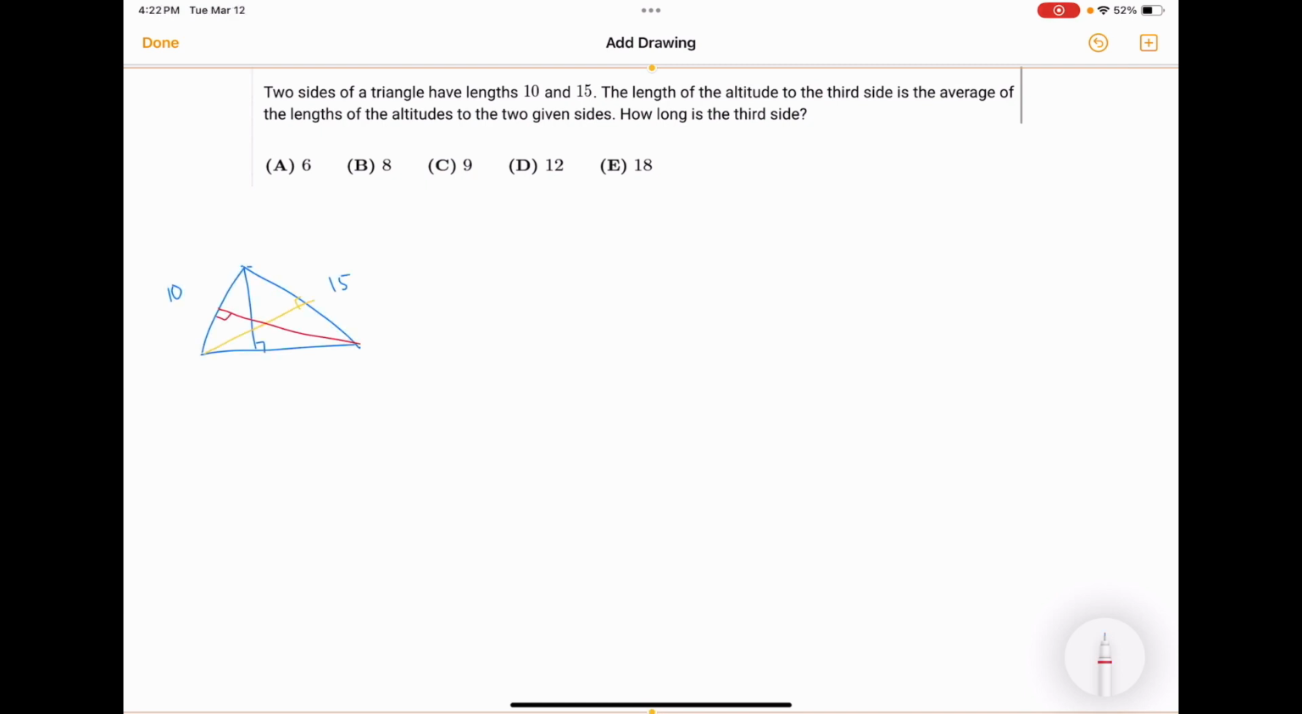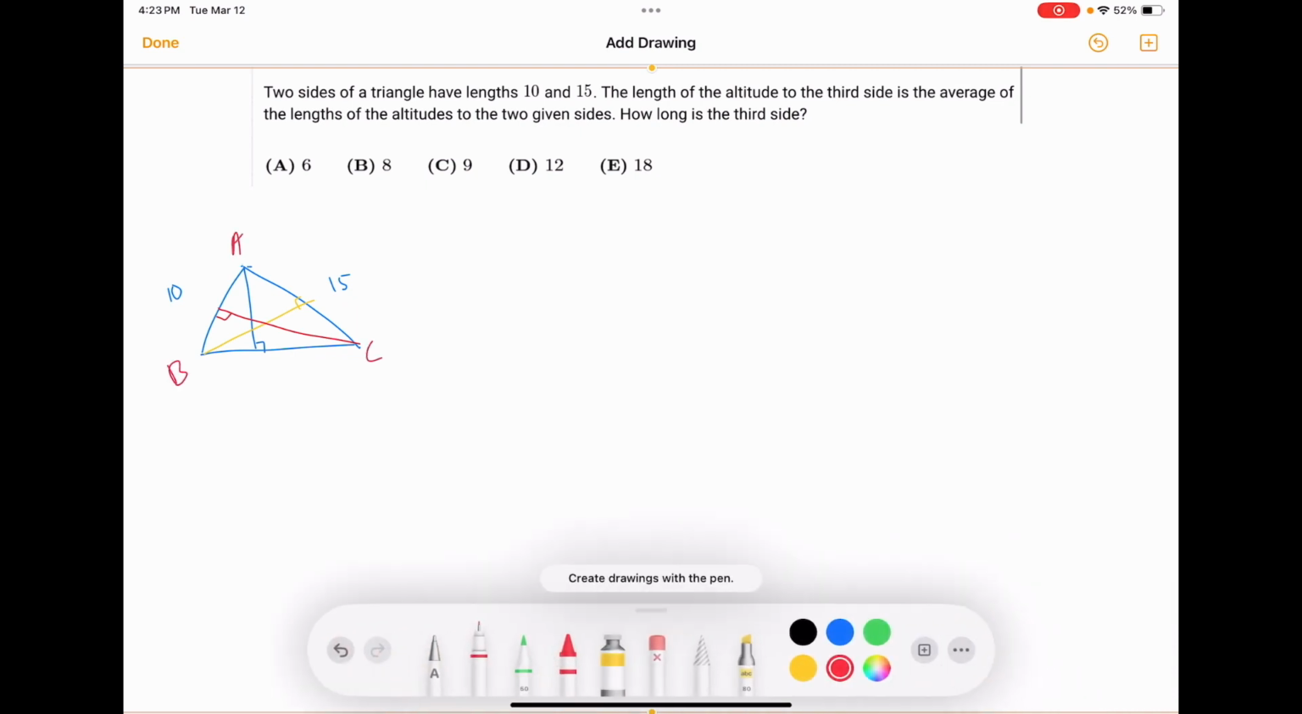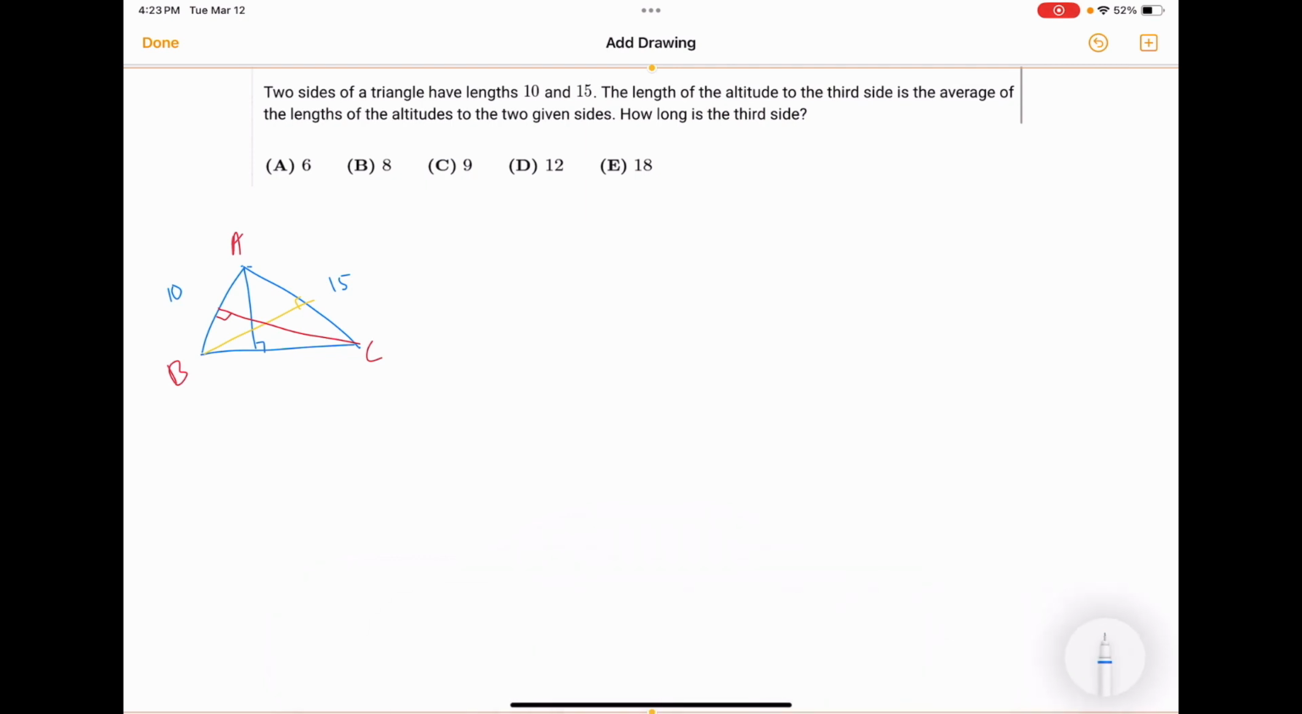Okay, so I drew out the triangle and it is very much not drawn to scale, but you kind of get the idea of it. I'm just going to label it A, B, C. And so AB is 10 and then AC is 15. So those are the two given sides.